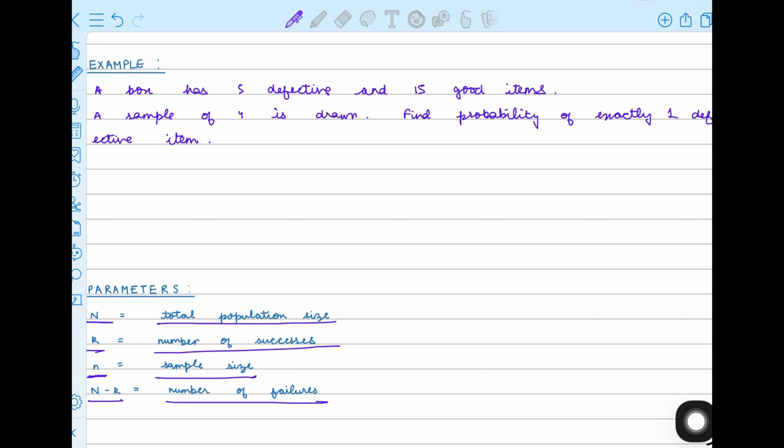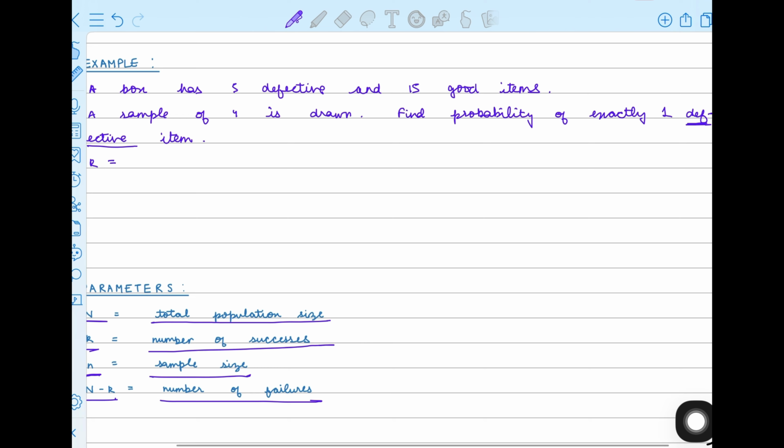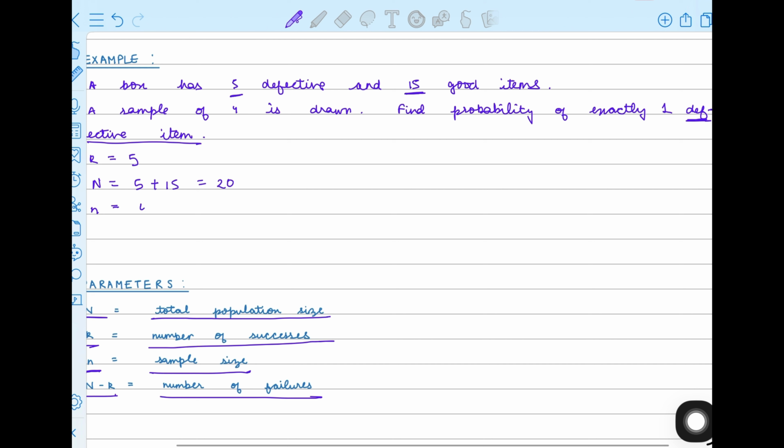Now solving the question, k is the number of successes, which over here is the defective items drawn. Since there are 5 defective items and 15 good items, k will be 5. The total population size is 5 plus 15. Small n, that is the sample size, is 4 since a sample of 4 is drawn. N minus k will be 15. X, that is the random variable, is given as 1.